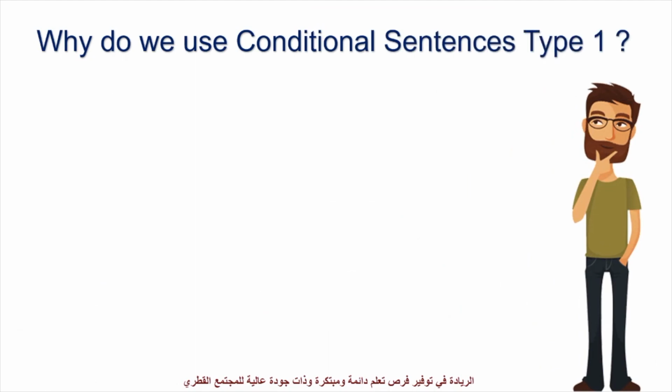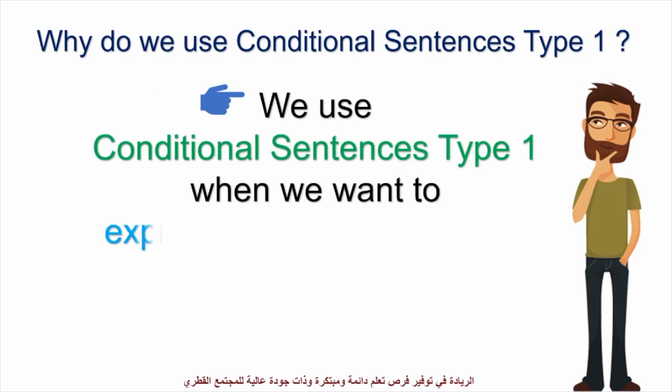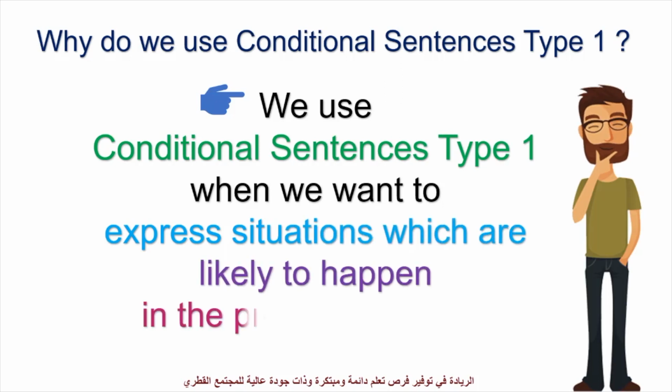Why do we use conditional sentences type 1? We use conditional sentences type 1 when we want to express situations which are likely to happen in the present or the future.